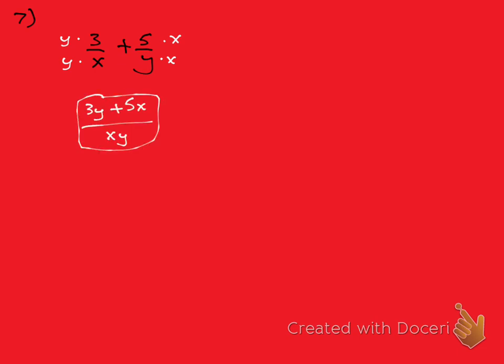Number 7, we got 3 over x plus 5 over y. So the common denominator would be xy. Multiply left side by y, right side by x. And that would give me 3y plus 5x over xy. No factors, so that is it.